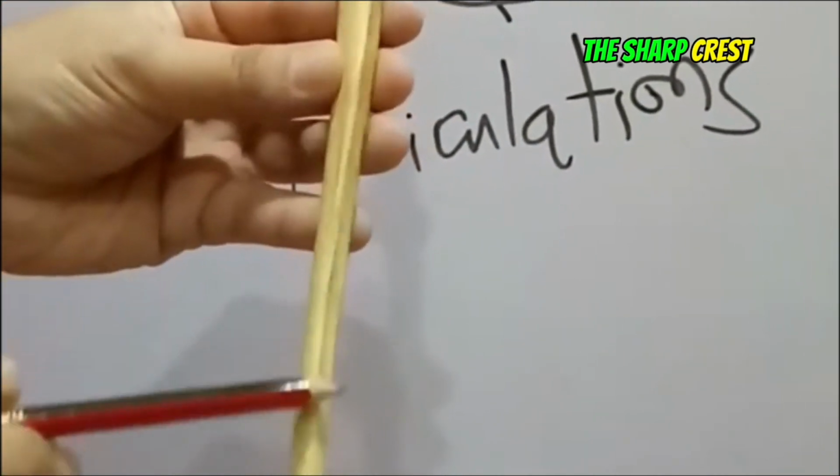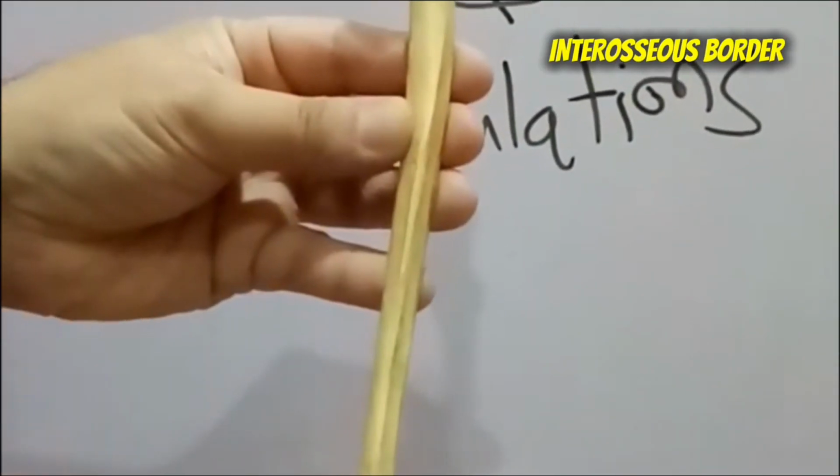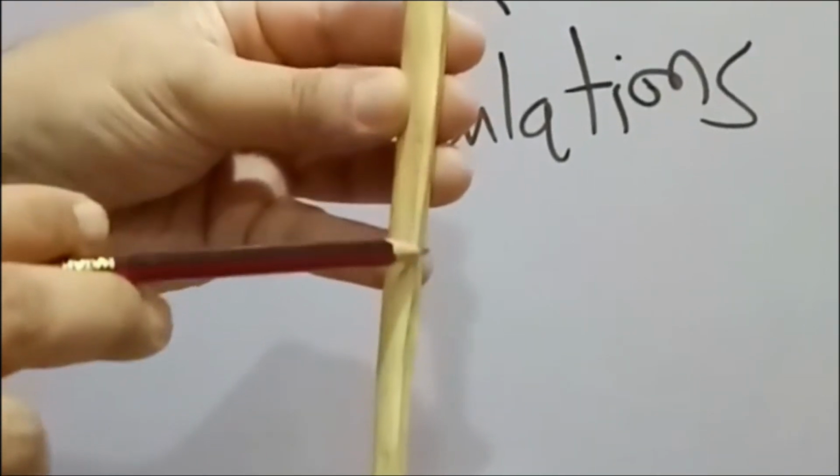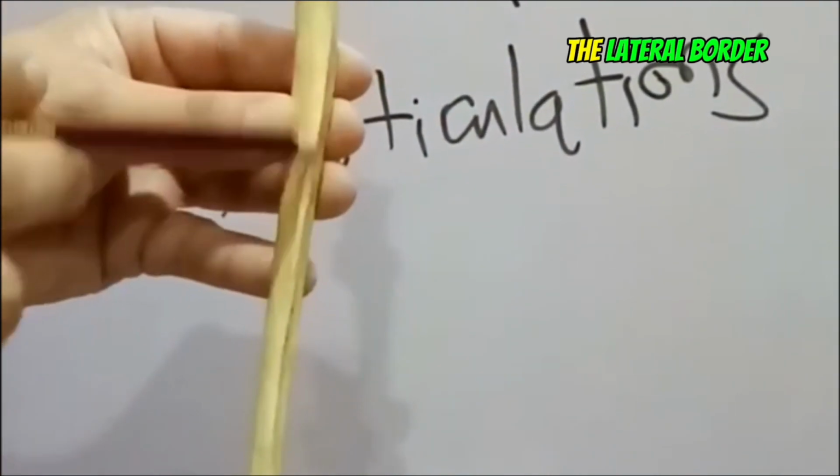The sharp crest-like border is the lateral border or the interosseous border. So this is the interosseous border because it will face towards the interosseous border of radius. So this is the lateral border.